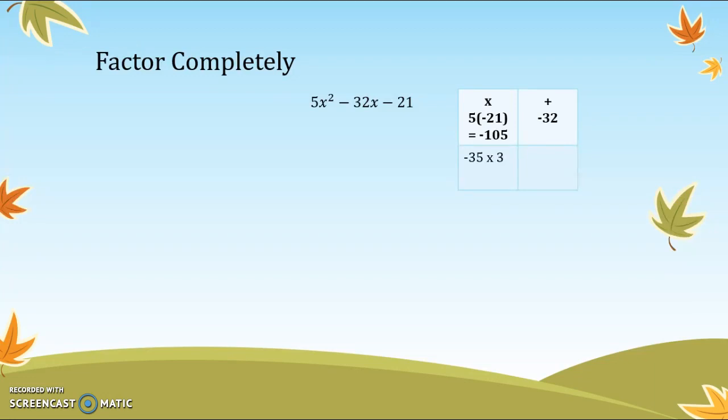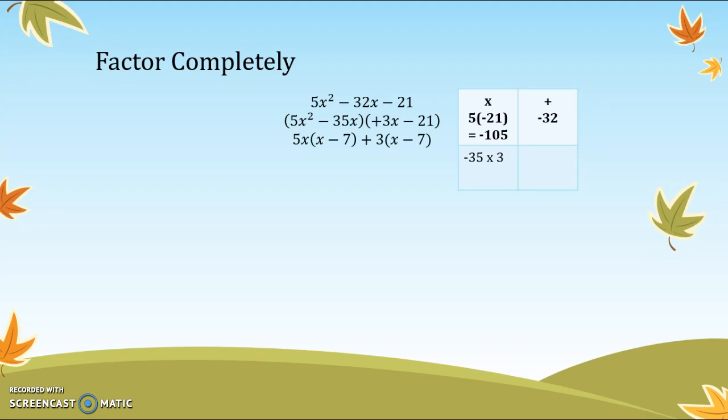Our next step is to rewrite our middle term. That's why it's called the AC split method, using those numbers that we found. So this will give me 5x squared minus 35x plus 3x minus 21. So I just split our middle term there. Now I have 4 terms. We know with 4 terms that we factor using grouping. So I'm going to group my first 2 terms and my second 2 terms together.